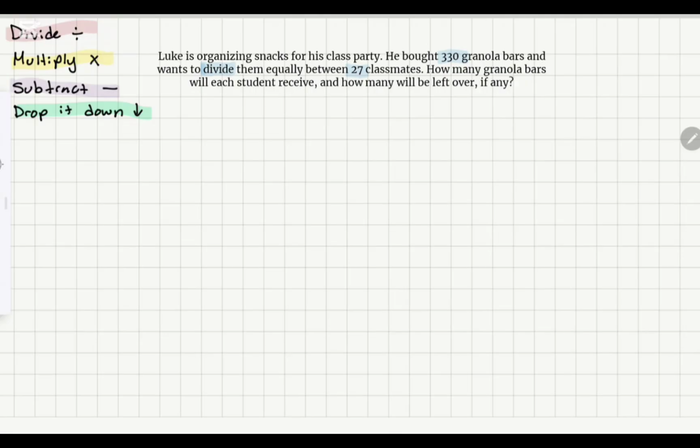So I know that this equation is going to look like 330 divided by 27 equals, and we don't know what that equals. Written in the form that we're working with, it is going to look like 27 here, our division symbol, and then 330. All right, so let's go through each of our steps to figure it out. First thing we want to do is divide. So I'm going to look at this 27 and this 3.